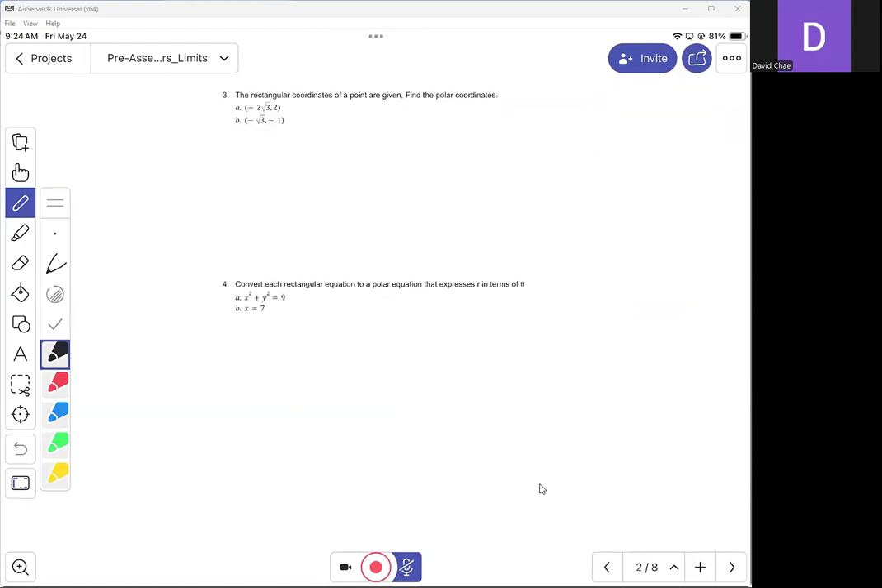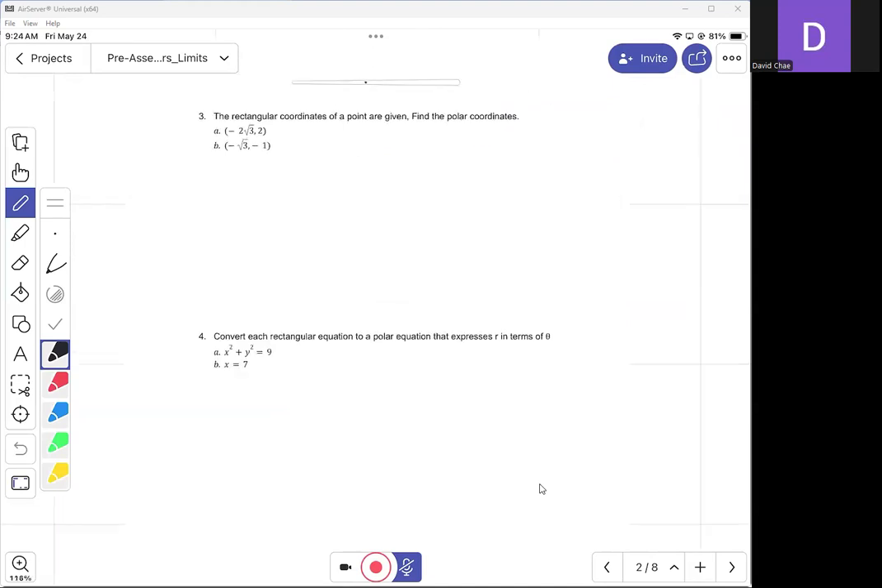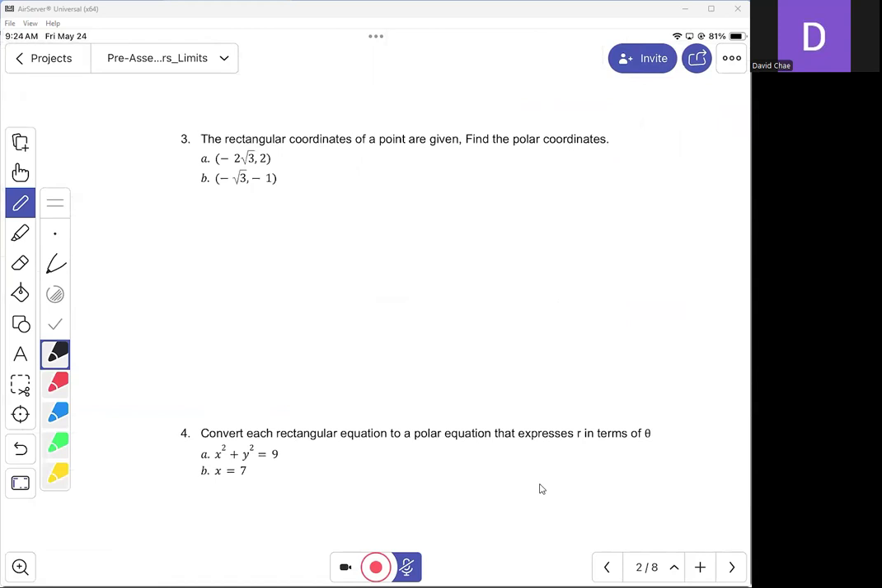Next problem here, you have the rectangular coordinates. Now you have to find the polar coordinates. So make sure you, again, graph these out. It helps you understand where these are, which quadrants, and gives you a good visual picture. So this is negative 2 radical 3 and then 2. That would probably be something like this. This is negative 2 radical 3. This is positive 2.